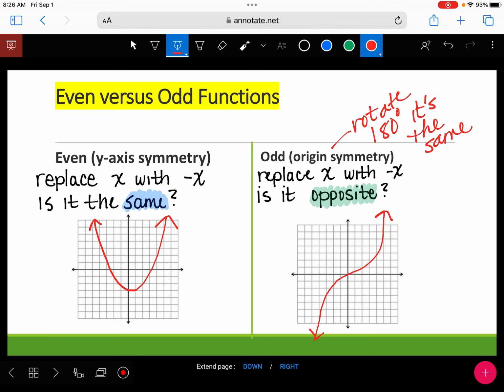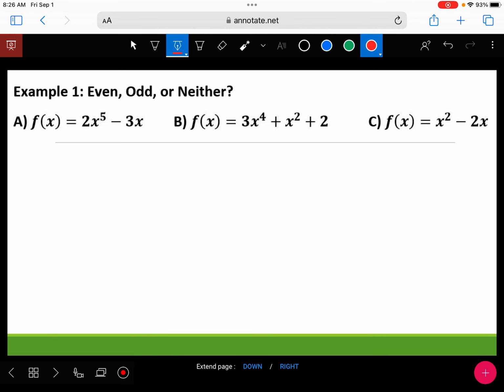Does anybody need more time to copy this down? All right, let's go ahead and work through it then. So example 1, I'm going to try to fit it. Let's go ahead and copy down these 3. So again, we're going to replace the x with a negative x.